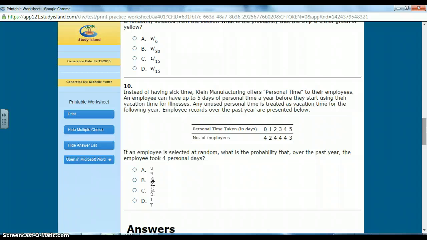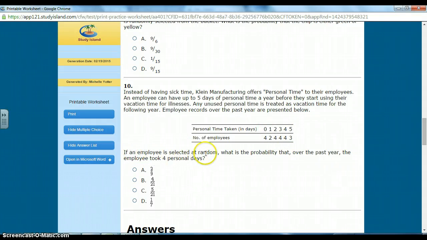Okay, instead of having sick time, Klein Manufacturing offers personal time to their employees. An employee can have up to 5 days of personal time a year before they start using their vacation time for illnesses. Any unused personal time is treated as vacation time for the following year. Employee records of the past year are presented below. So we have the number of employees and how many days they have taken in personal time.